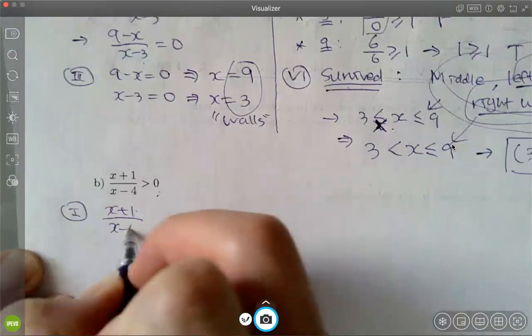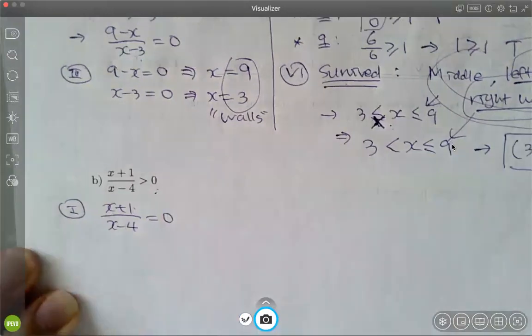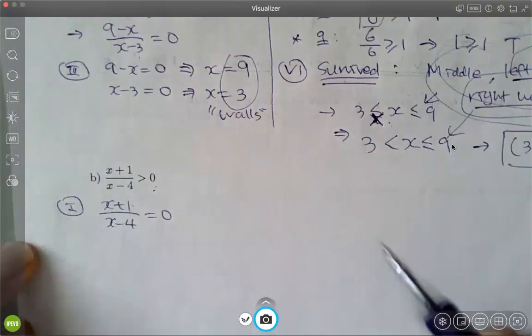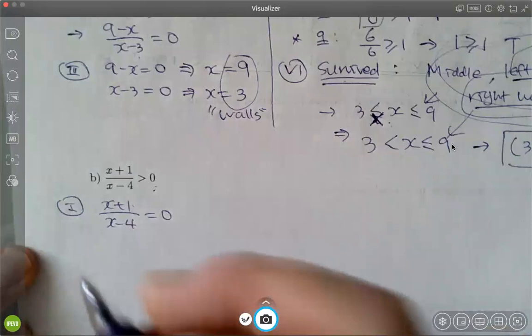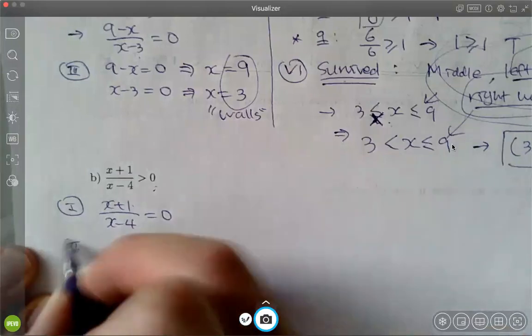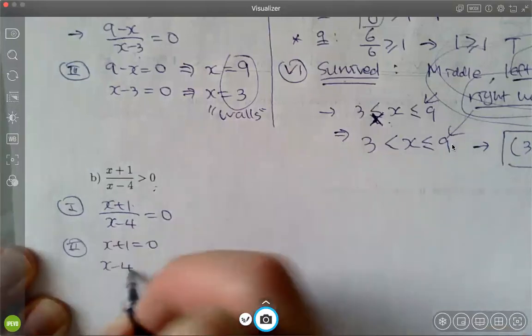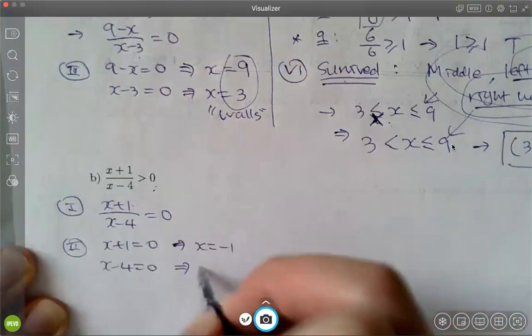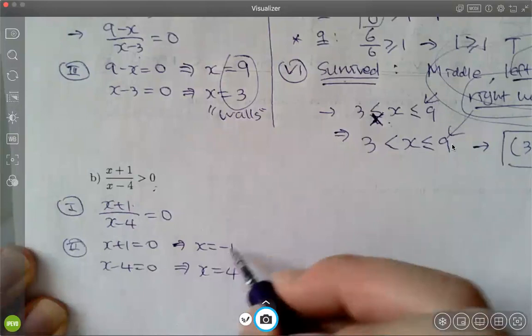At the top and bottom equal to 0. Right, yeah. So once you set top and bottom equal to 0, what do you get? X is equal to -1 and 4, right? So these are our boundary values.